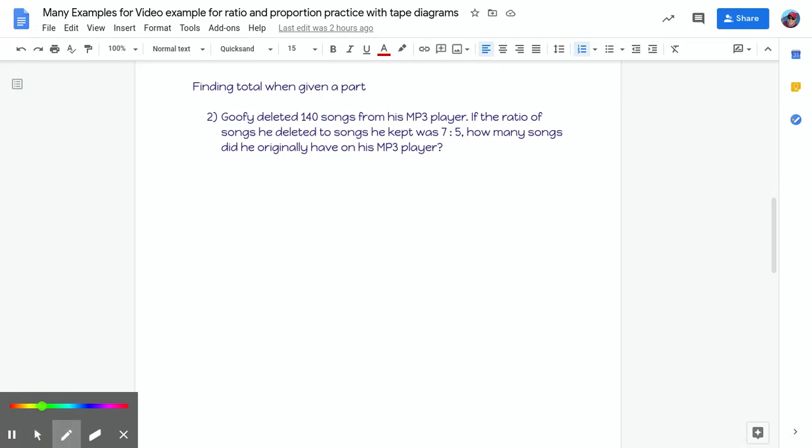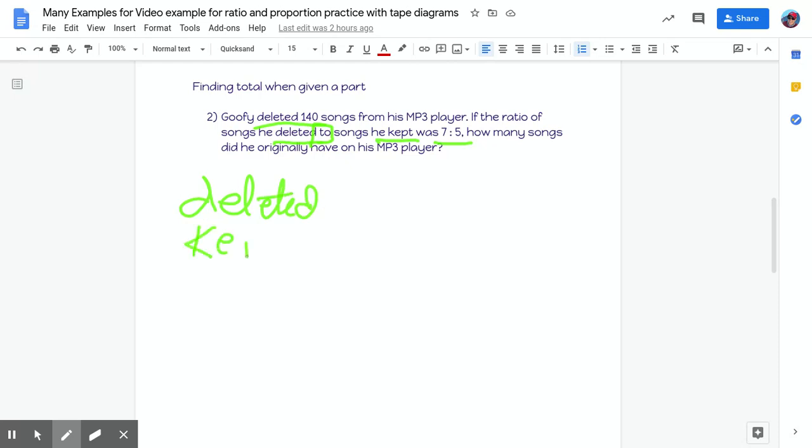Goofy deleted 140 songs from his MP3 player. If the ratio of songs he deleted to songs he kept was 7 to 5, how many songs did he originally have? A little different here. Goofy deleted 140, and the ratio of songs he deleted to kept was 7 to 5. So deleted to kept, again, I'm writing with my finger, so it's not too bad.